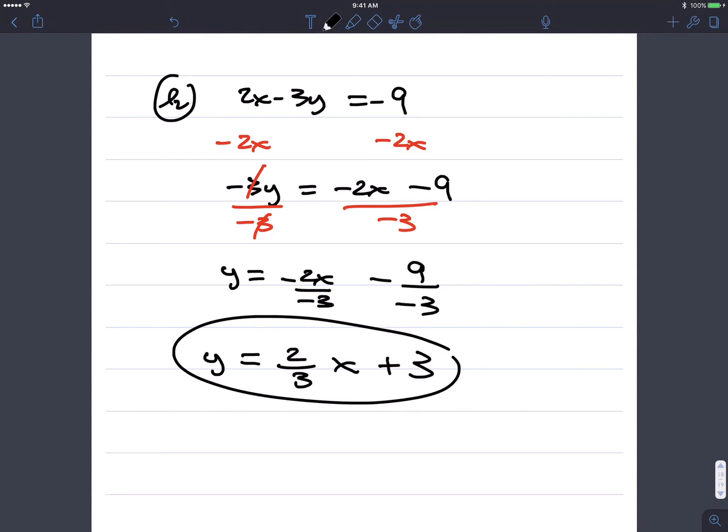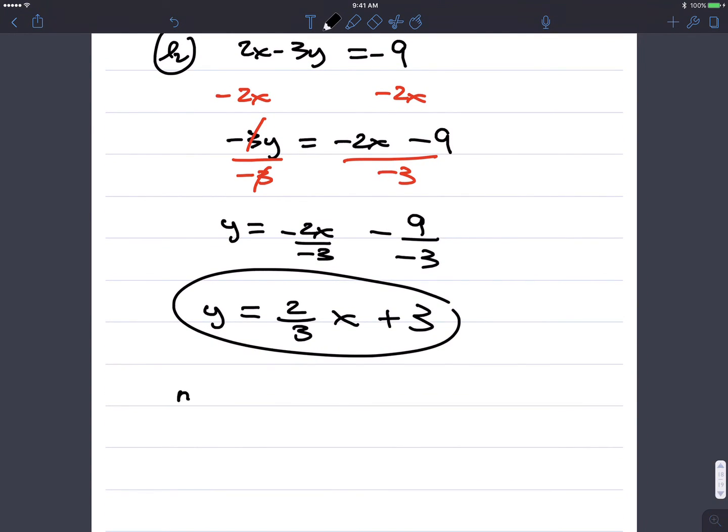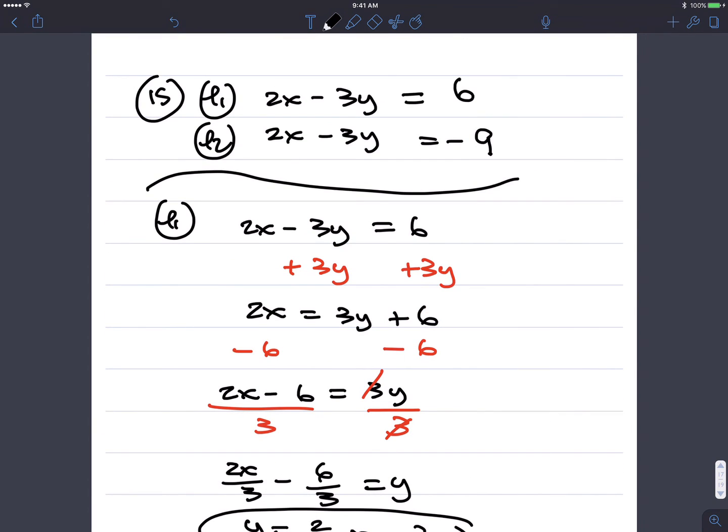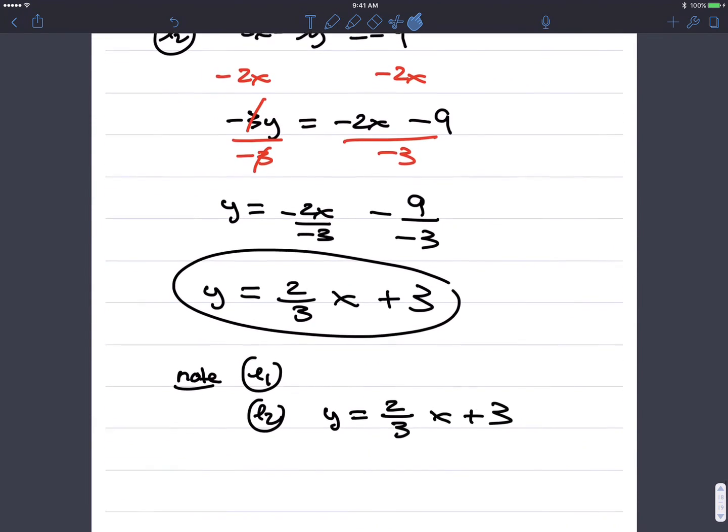So let's kind of note where we're at. We have to graph line 1 and line 2. Line 2 we just solved for. Let's write this a bit better. Y is 2/3 x plus 3. And then down here, y is 2/3 x minus 2.